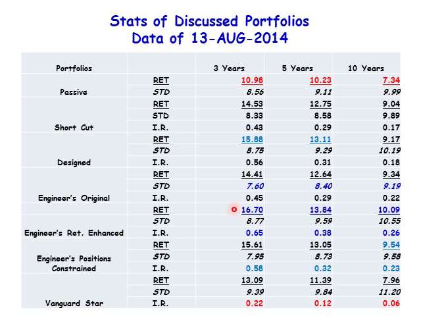16.70% for the 60/40 portfolio for 3 years per year, and 13.84% for 5 years, and 10.09% for the 10 years. And the worst returns are for the passive portfolios. Let's look at this. Here, the second best returns are of the design portfolios for 3 years and 5 years. And on 10 years, the engineers constrained portfolio has the second best return.